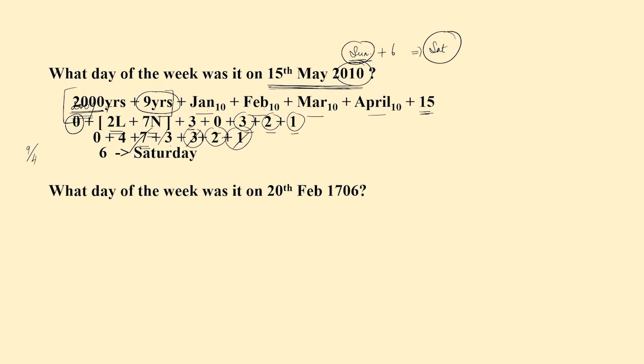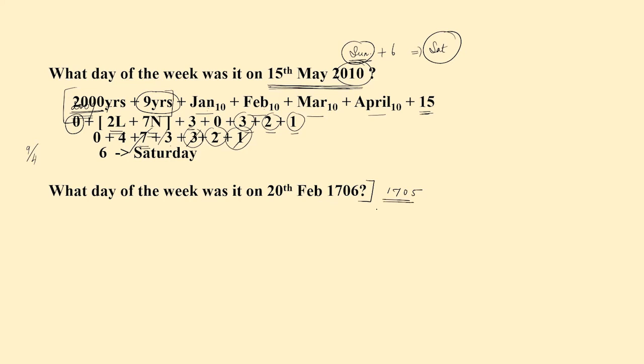Thirty seconds more. Okay, so I'm going to now start the discussion for this. See, what day of the week was it on 20th February 1706? So, how many years have completely passed? Only 1705 years have passed. Correct.